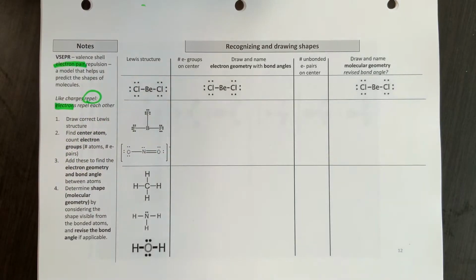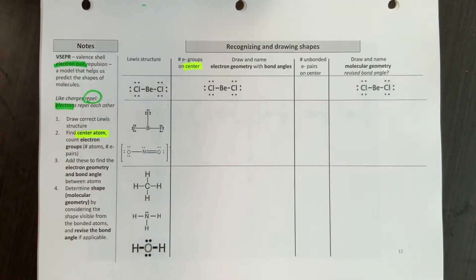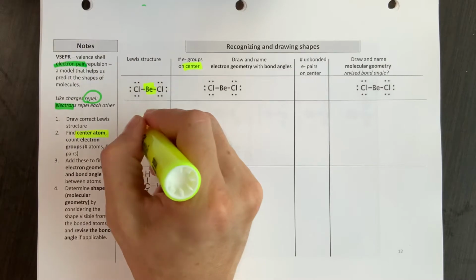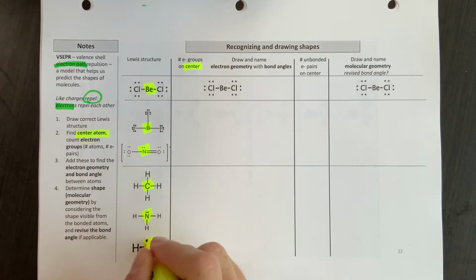And then anytime we're going to find these shapes that occur when electron pairs repel each other, we want to keep an eye out for the center atoms. And we can highlight those on every molecule here. It's a good first step. Find that center. And then from the center, we can find where those electron groups are, okay?